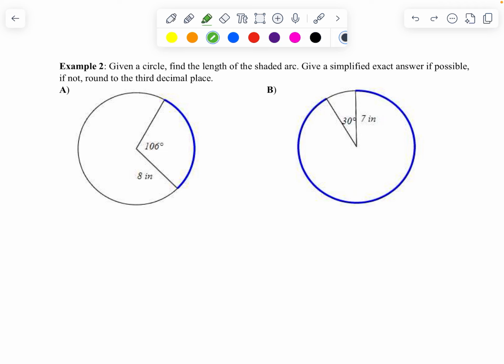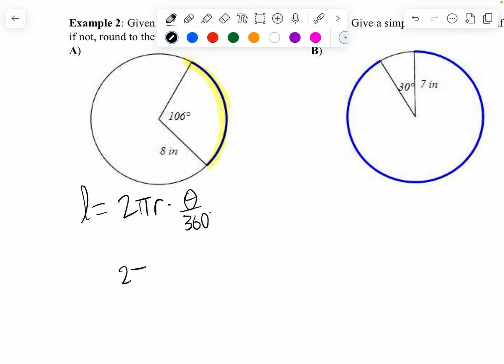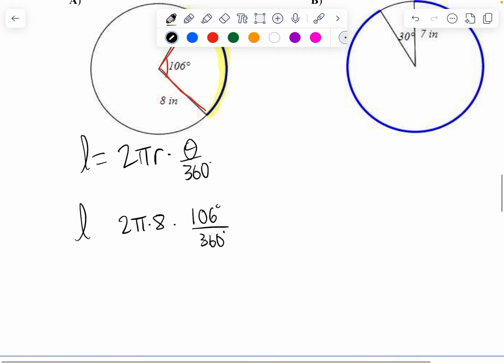So first off, this first one, we want to know that arc right there. So I'd say, okay, well, first off, let's find out the entire outer edge. So find the circumference. So arc length will be the entire circumference times how much of the circle we have. The entire circumference will be 2 pi times our radius, which we see here is 8. Now, how much of the circle we have? 106 is that central angle, which means that we're looking at 106 degrees over the entire 360 degrees, right? And that is the length of the arc. You're staring at it.